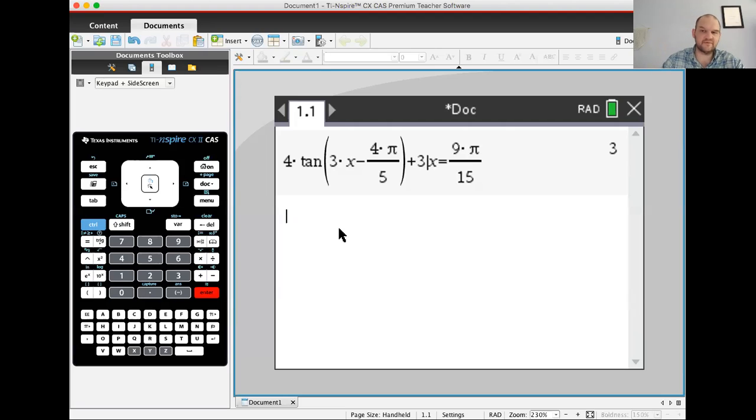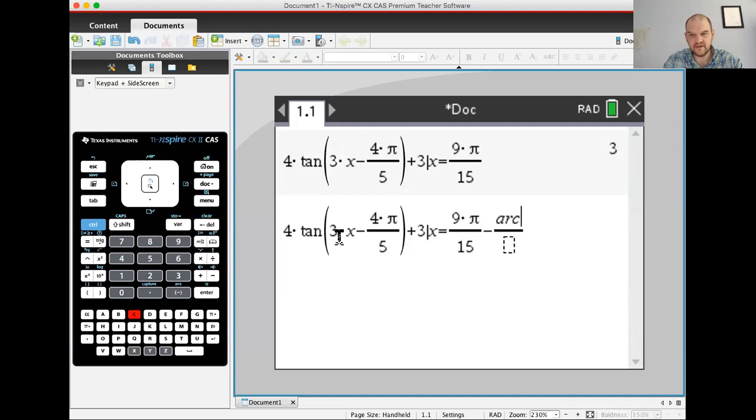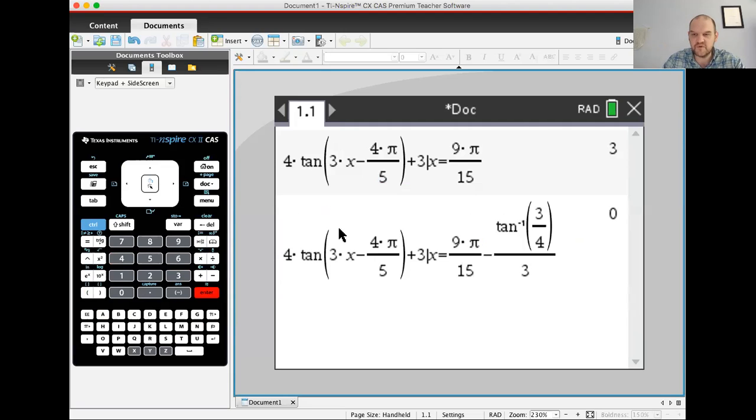Oh, look at me. I didn't put in the whole thing. I don't really simplify fractions. I'll do it if I need to. I forgot to put in the arctan of 3/4 divided by 3. All right, let's sub this in and see what we get. We get 0. That's what we were supposed to get.